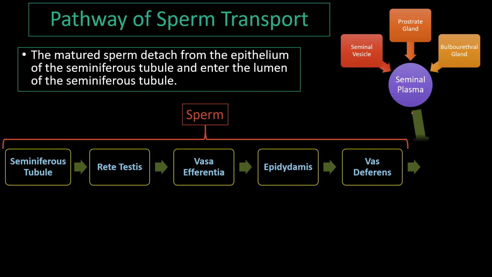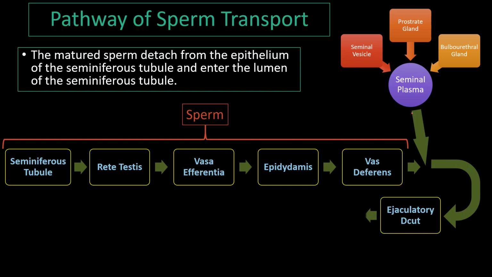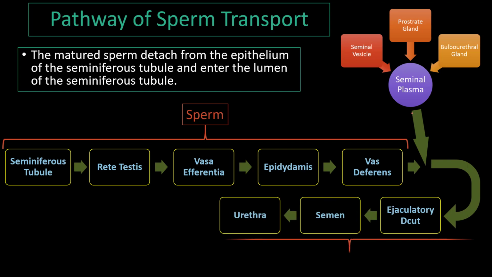So till this point, the sperm was traveling alone, and now the secretions from the accessory glands, that is the seminal vesicle, prostate gland and bulbourethral gland, produce the seminal plasma, and this seminal plasma mixes with the sperm and produces the semen, and the semen then moves to the urethra and is released outside the body.